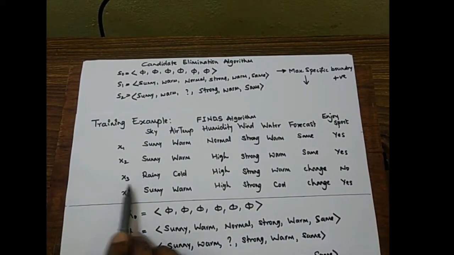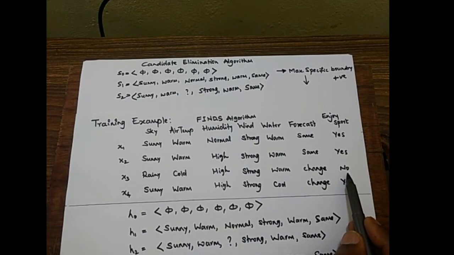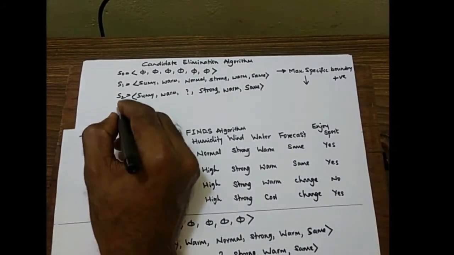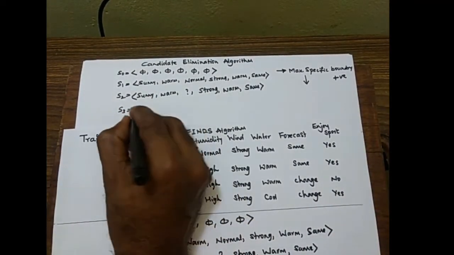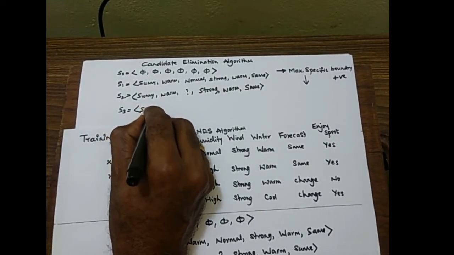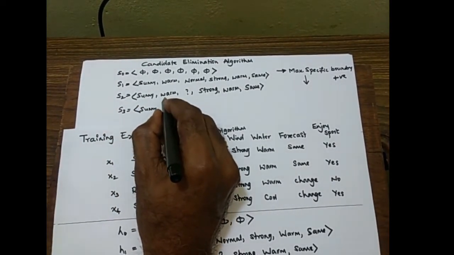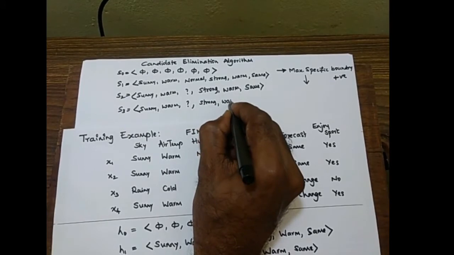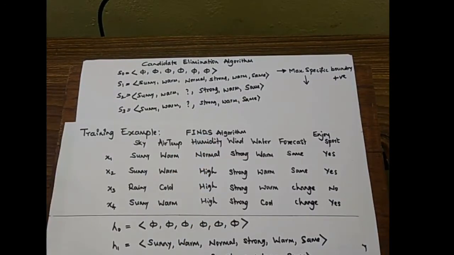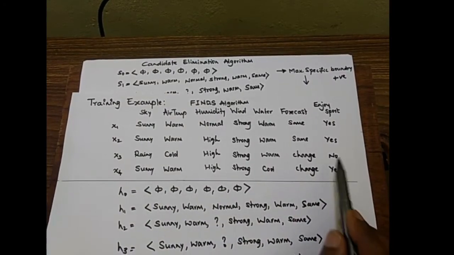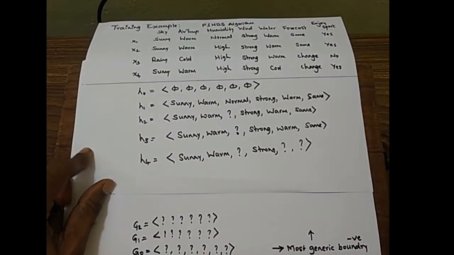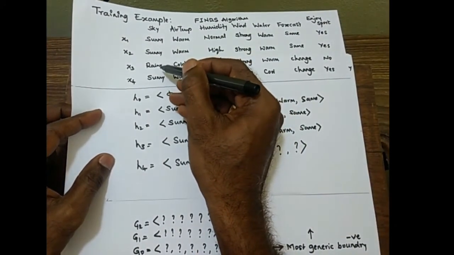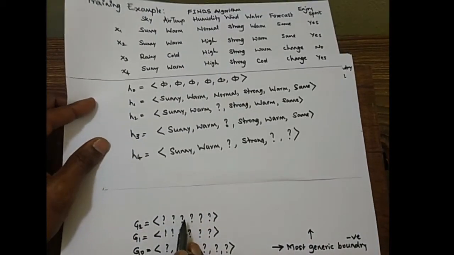If you see, X3 is a negative training sample. A negative training sample is not considered in the case of the maximally specific boundary. In the case of S3, the earlier hypothesis will remain the same. The earlier hypothesis will be copied: sunny, warm, question mark, strong, warm, and same. When this negative sample is given to the generic boundary, we need to consider one training attribute at a time. Then we need to write G3.